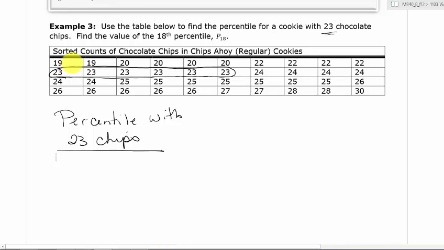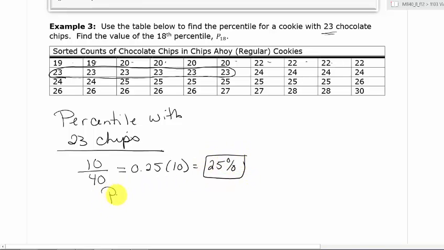And so we count how many data values there are less than 23: 1, 2, 3, 4, 5, 6, 7, 8, 9, 10. And then you divide that by the total number of data values, 40. That would be 1/4, or 0.25. Then we need to convert it to a percent, so we multiply by 100. So it's the 25th percentile, which could also be denoted with this P sub 25 notation.